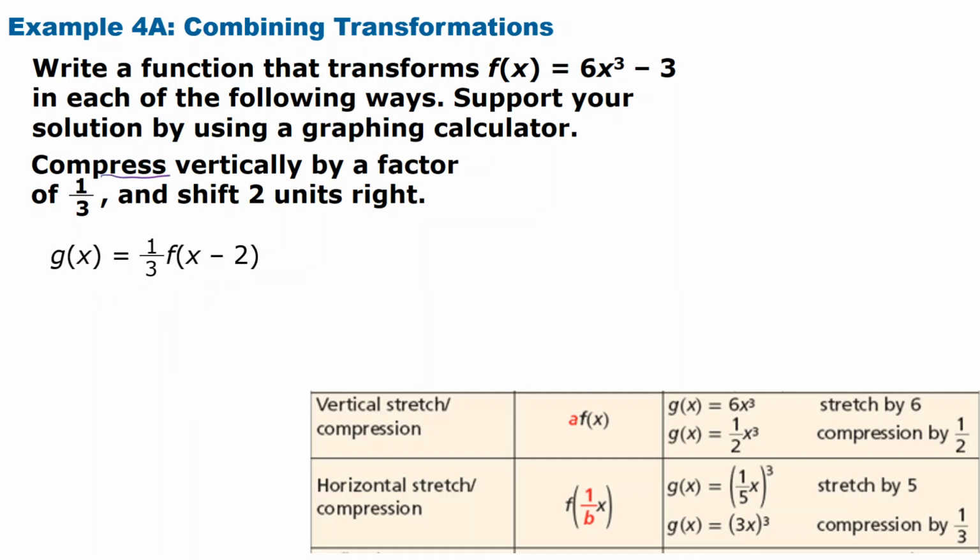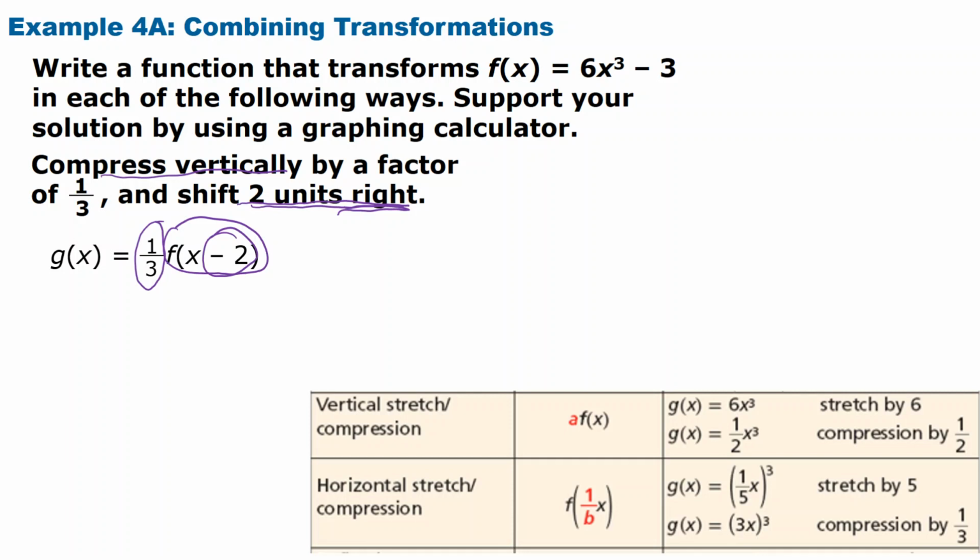So we have to compress vertically. To compress vertically, we're going to multiply 1/3 by y, our f of x. So here's our 1/3. Now it says to shift 2 units right. That's a horizontal movement, and it says 2 units right. And remember, horizontal is horrible, so instead of writing x plus 2, we have to say x minus 2.